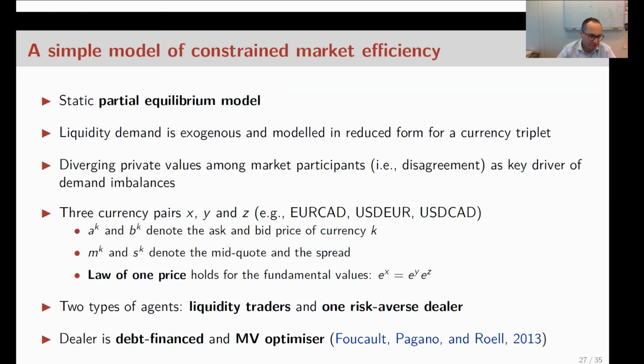Now the model has two key agents: liquidity traders, and there's also a risk-averse dealer. The risk-averse dealer we model as being debt financed, also very much in line with what's out there in the real world. Basically, when a dealer wants to finance a position and wants to expand the balance sheet, the dealer needs to finance itself with debt. And the dealer is a mean variance optimizer, as in a recent paper by Foucault et al.